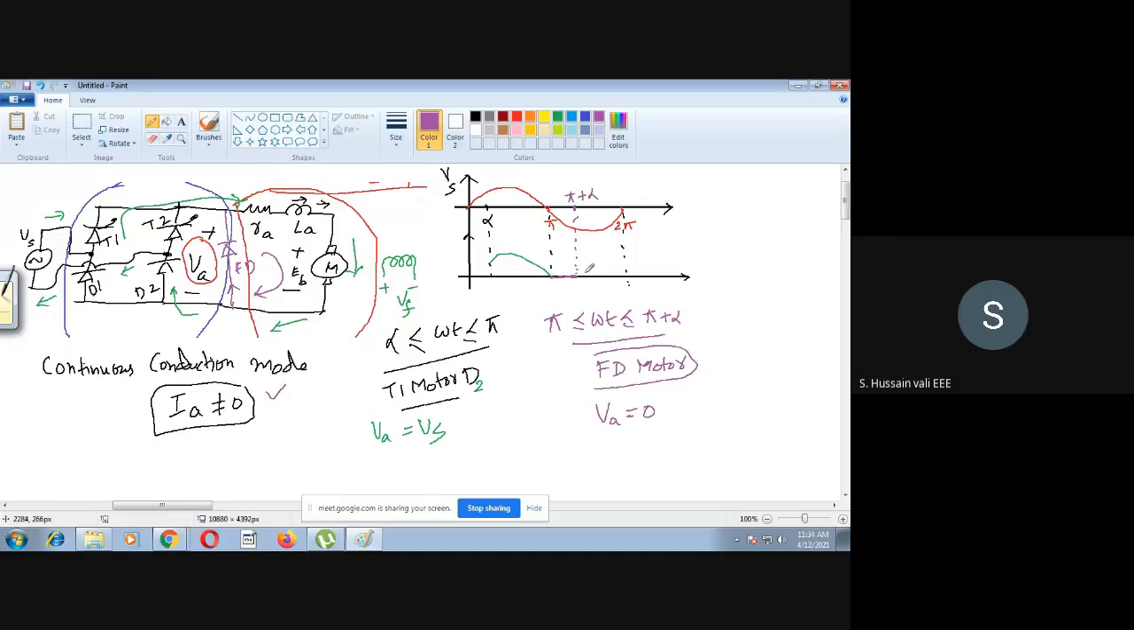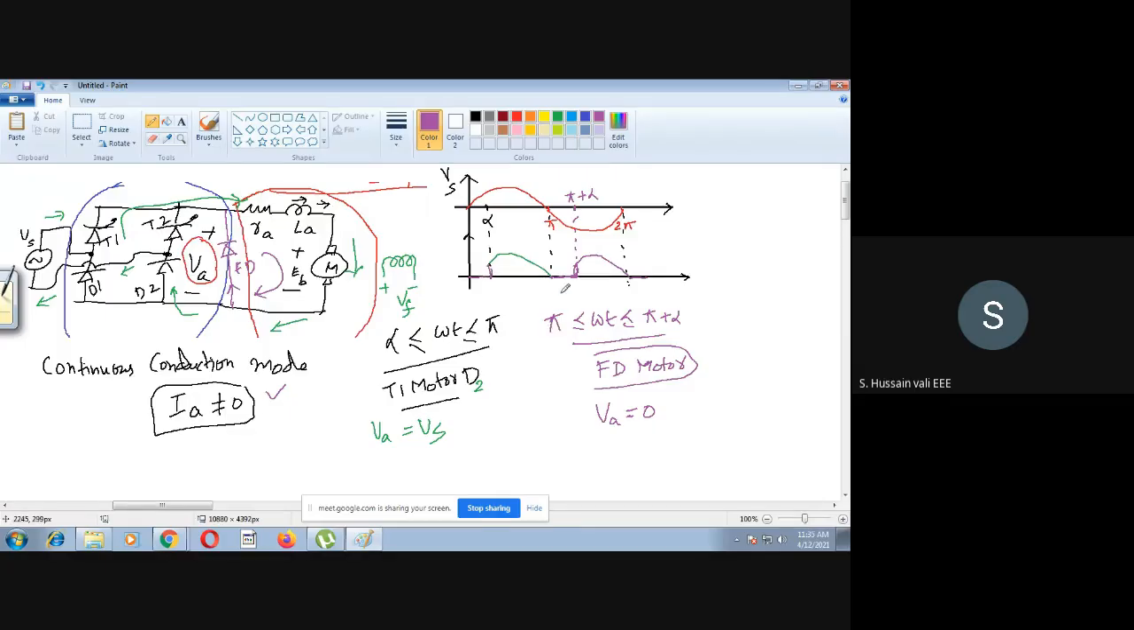Once again at pi plus alpha, you trigger thyristor T2, and T2 and D1 will conduct. So once again the cycle will repeat. You see the cycle will repeat here.